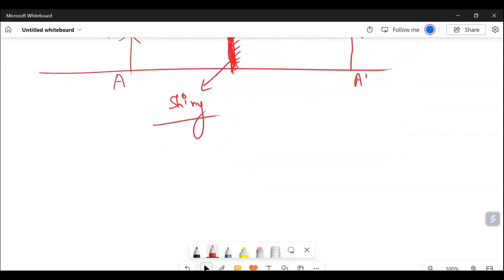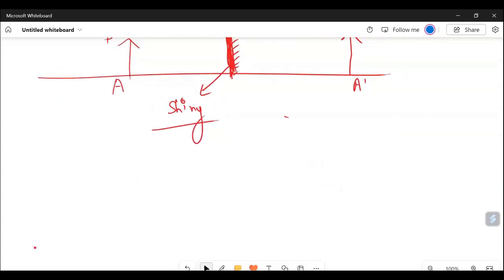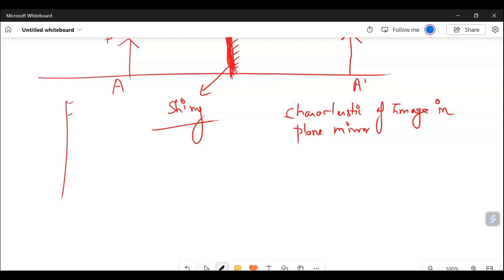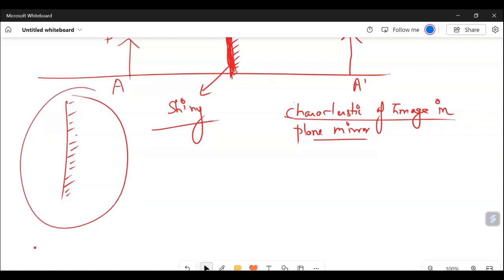Now we are going to discuss characteristics of this image. So you can write down characteristics of image in plane mirror. Do you understand how to draw the plane mirror? I hope you can understand it. Just draw one line and one dark part, dull part, the other part is shiny. This is your plane mirror, not circle.